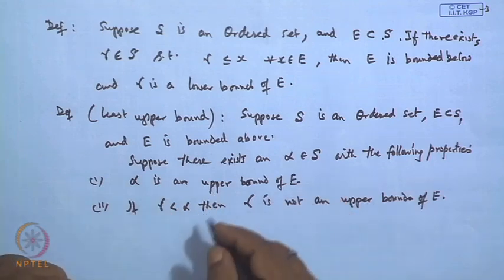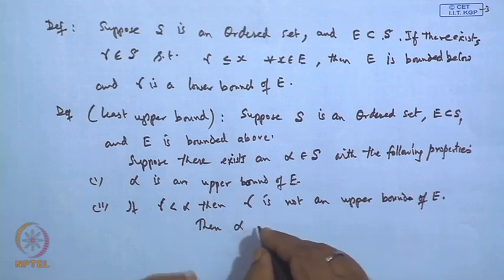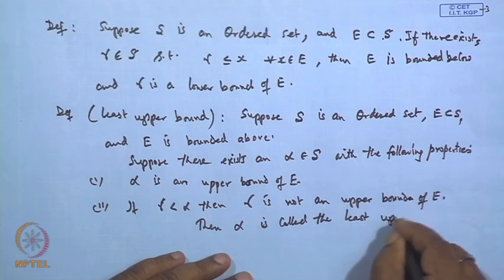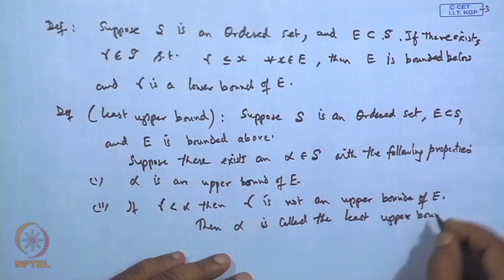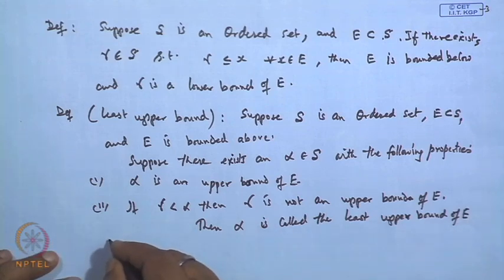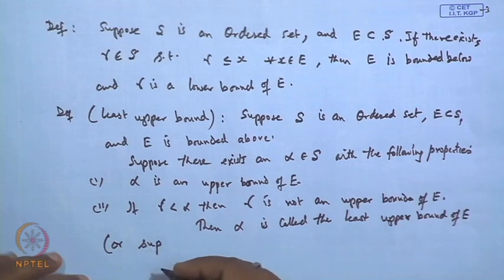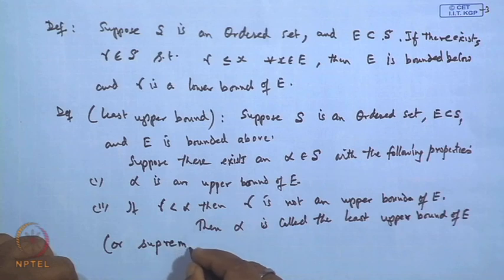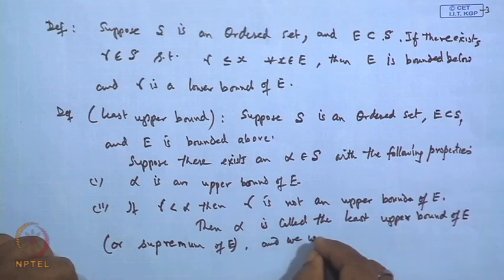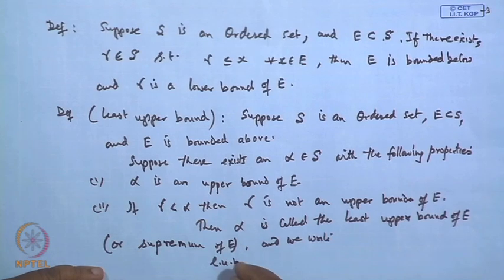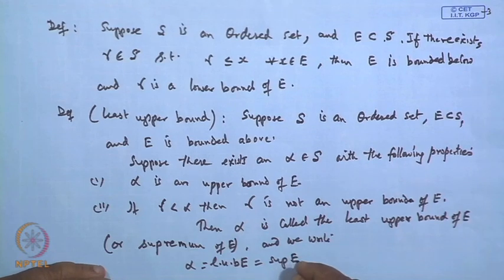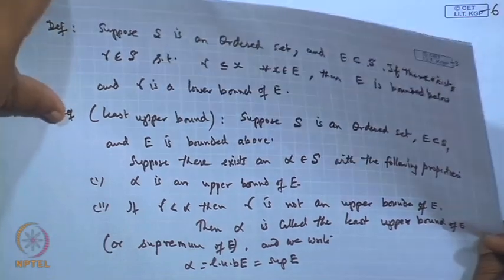Then alpha is called the least upper bound of E, or we also say it is the supremum of E. And we write that the least upper bound of set E is alpha, which is the same as saying the supremum of E. In a similar way we define the greatest lower bound.